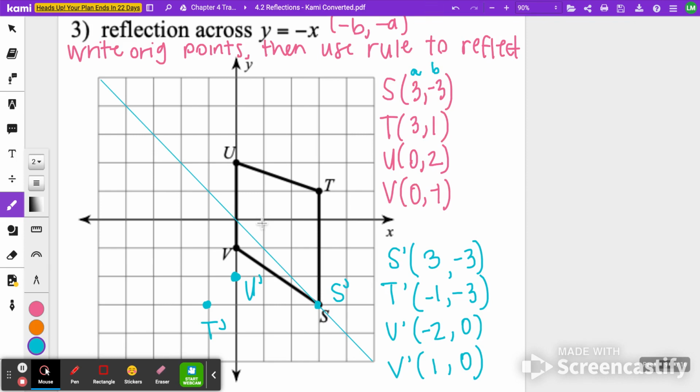Did I get that right? Yes. U prime, I messed up. I didn't go to the left. So let me fix that real quick. I was like, that doesn't look correct. Okay. Negative 2, 0 should be over here. My bad. Okay, so then when we connect our points, it's just going to show our reflected quadrilateral over y equals negative x.